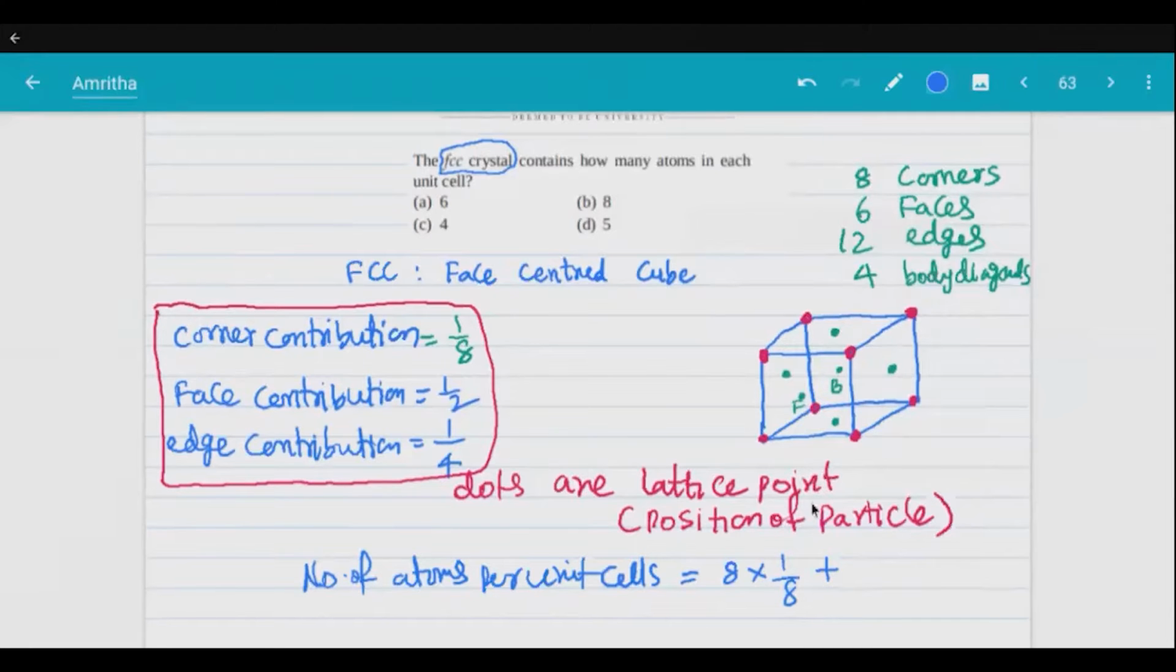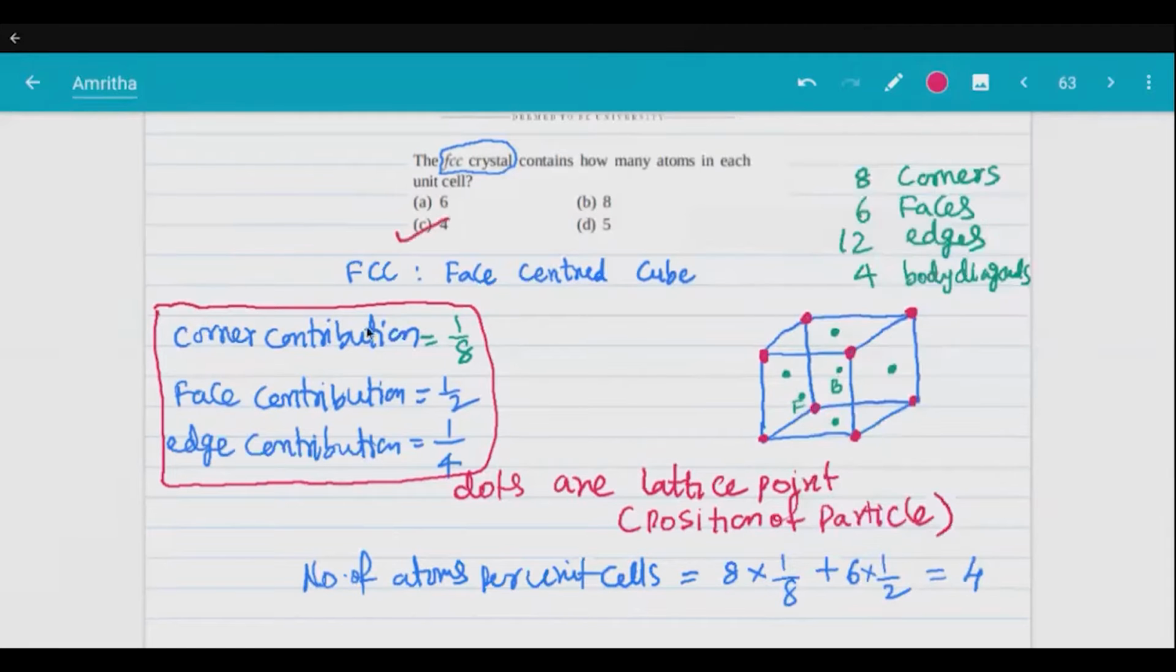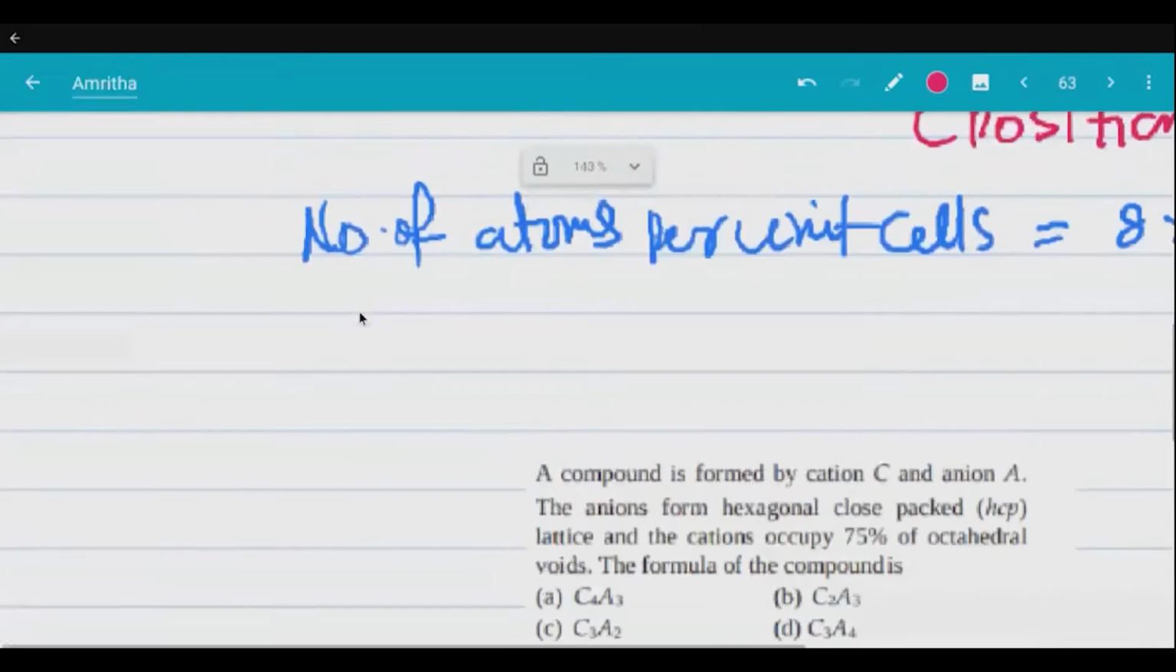And this green dot is face center. There are 6 face centers, but 1/2 part, half part belongs to this. Okay, so this is 4. So this is how you should visualize. Okay, and the structure, diamond structure.